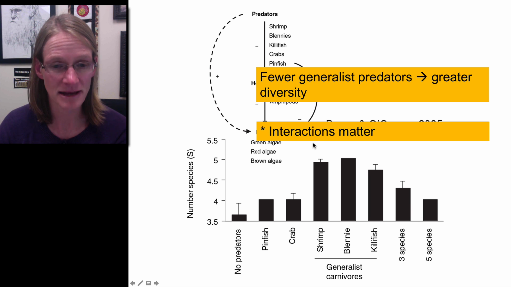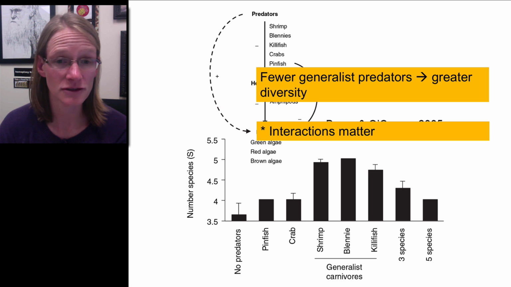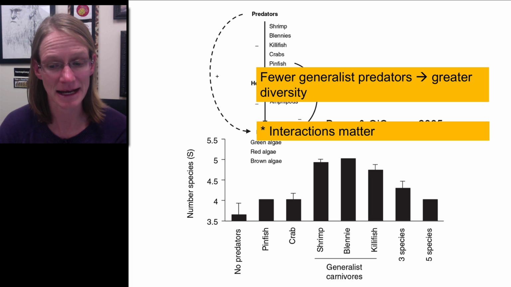And so interactions matter. That's clearly an important piece. We can also see that having just a few generalist predators promotes that diversity. As we stack up the number of species, 3, 5 species, that can be a bad thing.